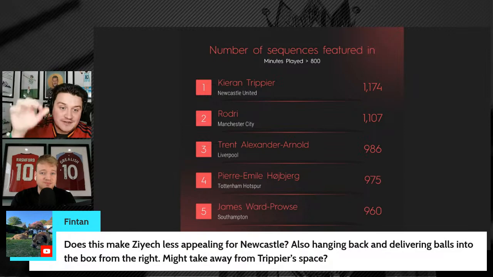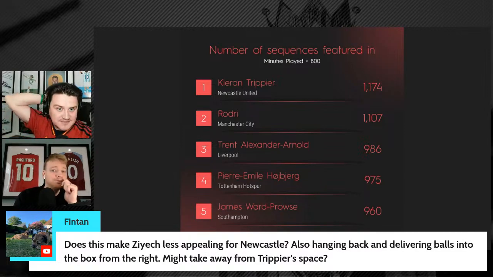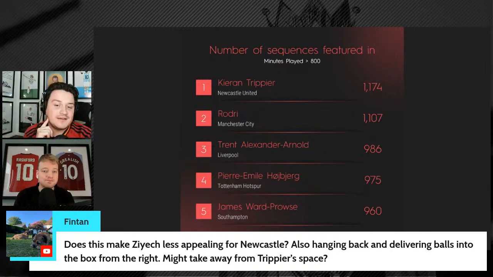Right. We actually have a question here about this from Vincent, who says, does this make Ziyech less appealing for Newcastle? He also hangs back and delivers balls into the box from the right. Would that take away from Trippier's space? I think it's a really interesting point, but I don't necessarily think that they would utilize Hakim Ziyech in the same way that Chelsea have at right wing back. So I don't think they'd occupy each other's space.